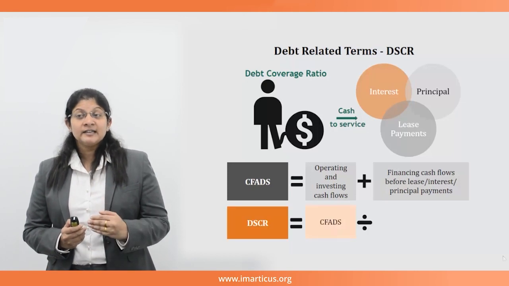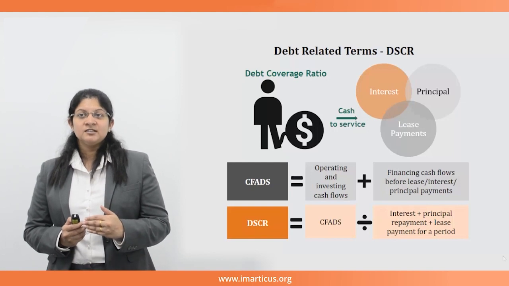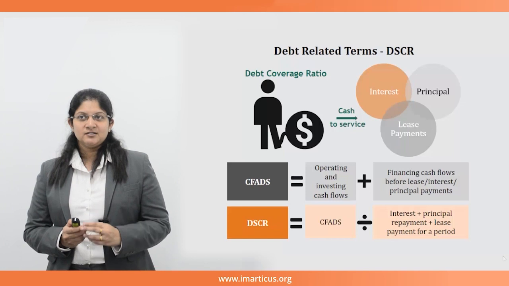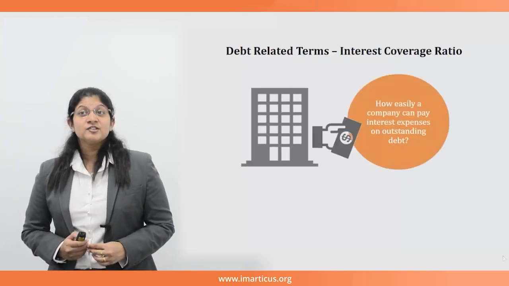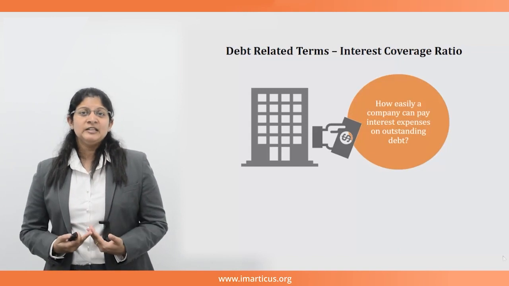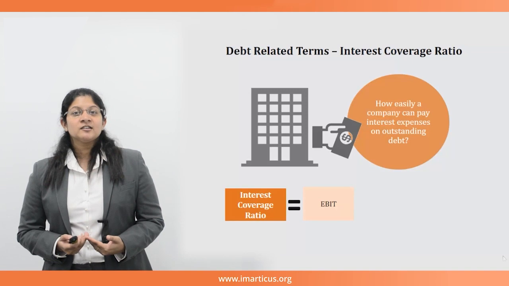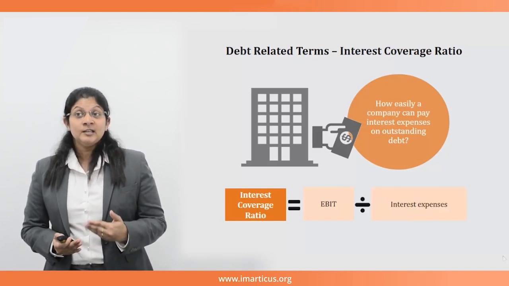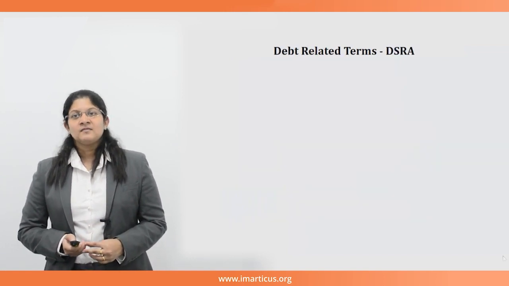CFADs divided by the interest plus principal repayment plus lease payments due for a period gives the debt coverage ratio, or DSCR, for that period. Interest coverage ratio. The interest coverage ratio is used to determine how easily a company can pay interest expenses on outstanding debt. The ratio is calculated by dividing a company's earnings before interest and tax, that is the EBIT, by the company's interest expenses for the same period.